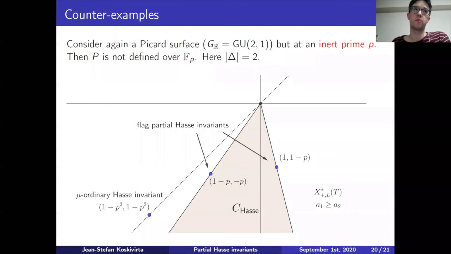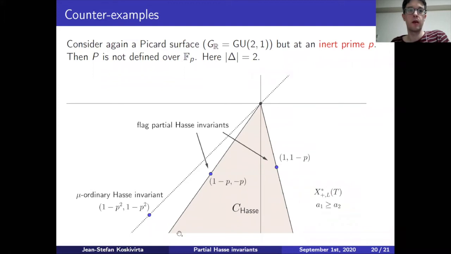In this case, the cardinality of the simple roots is 2. So we have two flat partial Hasse invariants. Here they are. The first one has weight 1 minus p, minus p, and the second has weight 1 minus p. Okay, and here you can see the Hasse cone is the cone spanned by these two weights.